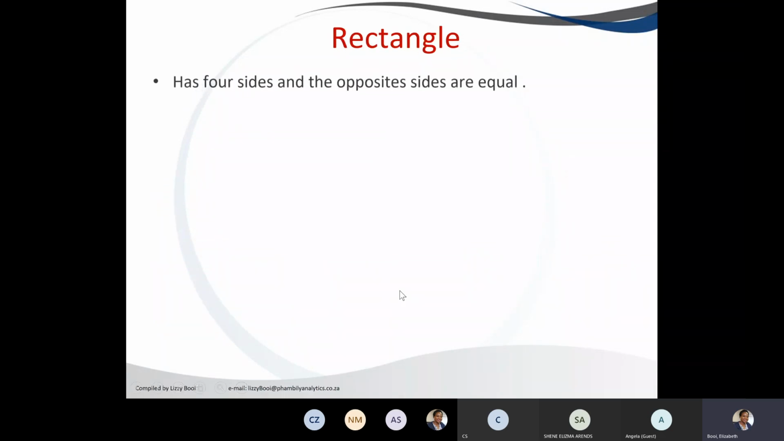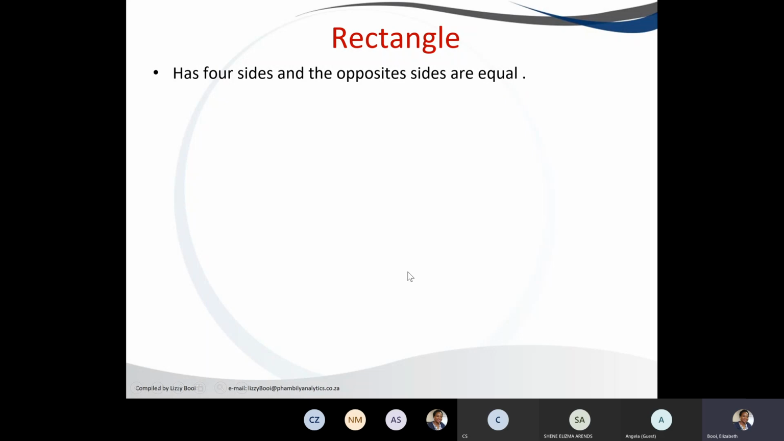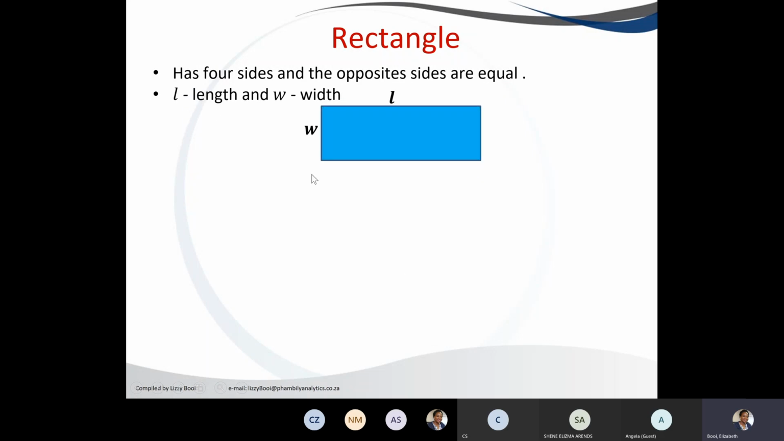So let's look at each one of them. A rectangle has 4 sides, of which opposite sides are equal. So this side and that side are the same, and on the other side, this side and that side are the same. We call the longer side the length, and the shorter side the width. To calculate the circumference or the perimeter of a rectangle, we'll add all their sides.